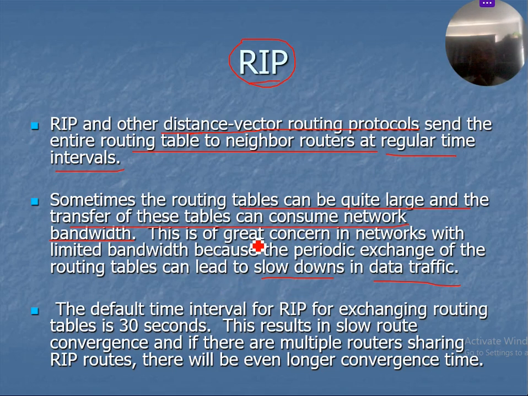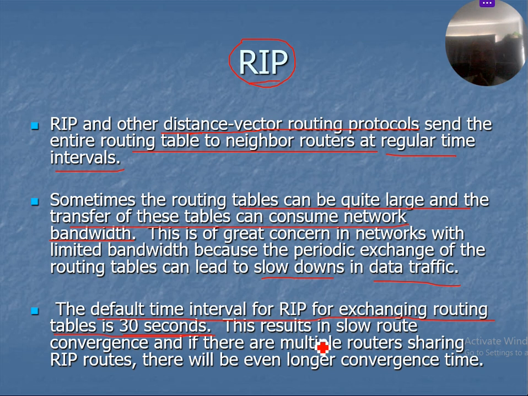Now the default time interval for RIP, the Routing Information Protocol, for exchanging routing tables is 30 seconds. This is the default time. Every 30 seconds, the router will broadcast its routing table to its neighboring or adjacent routers.